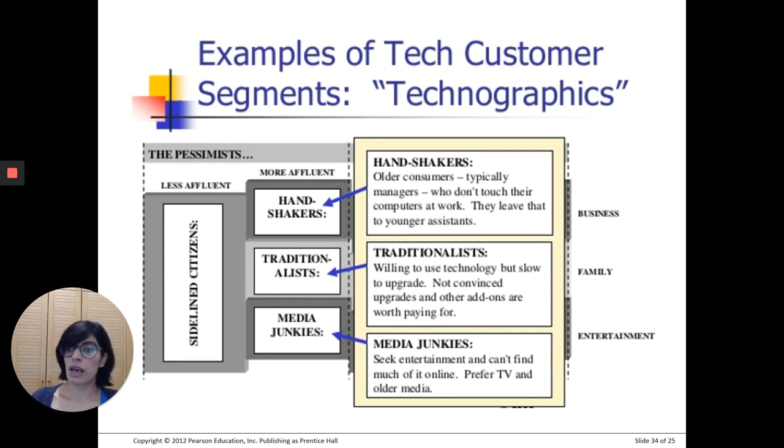The traditionalists are willing to use technology, but they're slow to upgrade. They're not convinced by upgrades and other add-ons, and they don't think that they should actually pay for them. So they will embrace your technology, but only to a certain extent. And then you have the media junkies. These will seek entertainment, but don't find much of it online, and they prefer TV and old media. Okay, so the pessimists are the ones that will not really adopt your technology, and if they do, it'll take a lot of work to market to them.